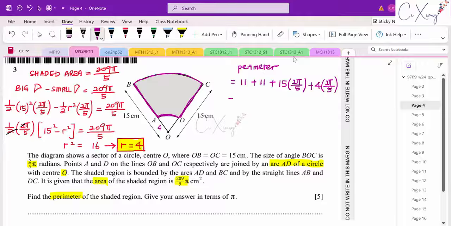Okay, so from here we try to simplify them. By right, I should be having 22 plus 38 over 5 pi. Okay, we have to leave our answer in terms of pi. It is requested by the question. Okay, so this is basically how we get an answer for the perimeter of the shaded region.